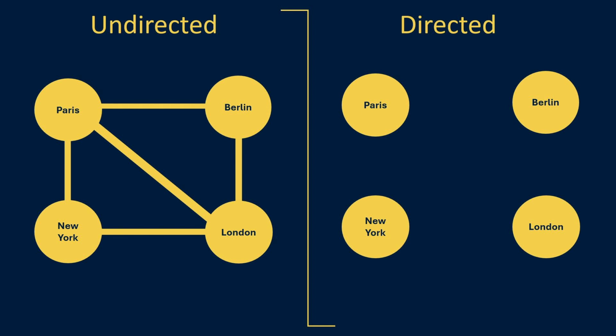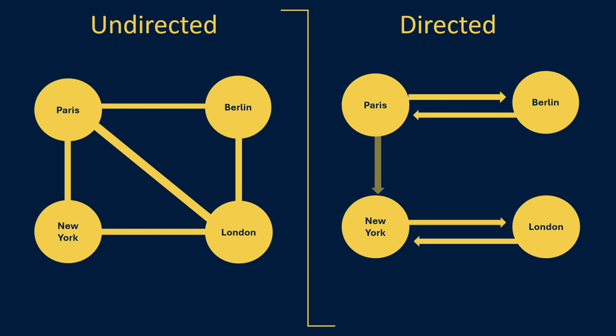On the other hand, in the directed graph, the connections have a specific direction, meaning they only go one way. Here's how the cities are connected: Paris to Berlin, Berlin to Paris, Berlin to New York, London to Berlin, London to New York, New York to London, New York to Paris. In this graph, you can only travel in the direction of the arrow, from one city to another.